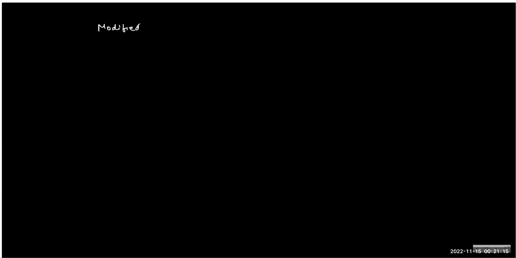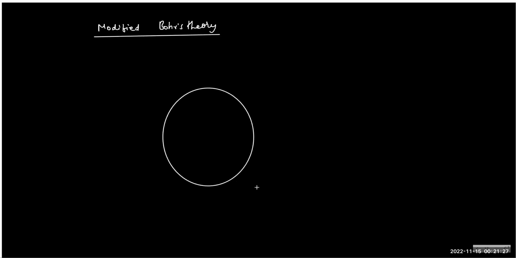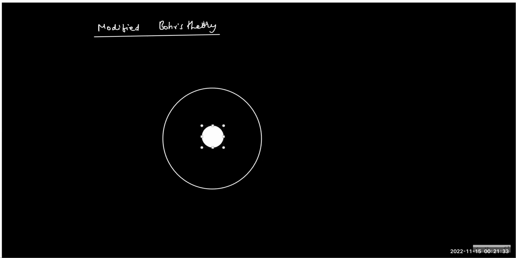modified Bohr's theory. So imagine if I have a hypothetical atom. And in this hypothetical atom, the orbiting particle is no longer an electron. So I introduce a new particle to all of you, called muon.